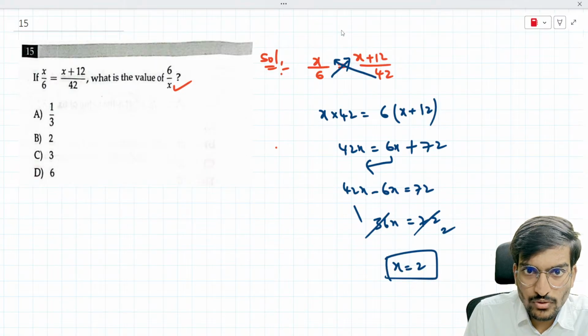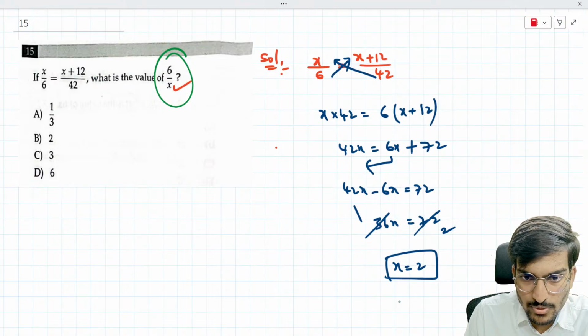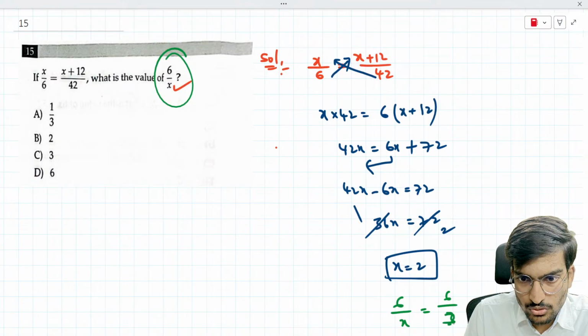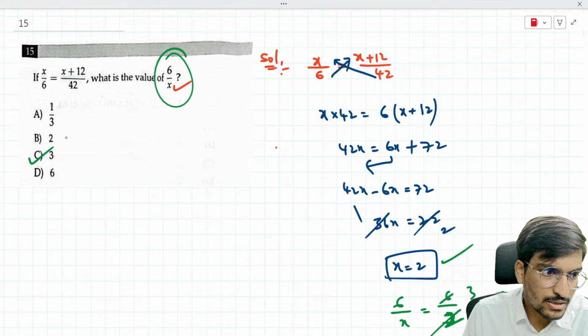But we need to find the value of 6 by x. 6 by x equals 6 by 2. We got x as 2, right? So 2 ones, 2 threes, that equals 3 is the answer, which is option C.